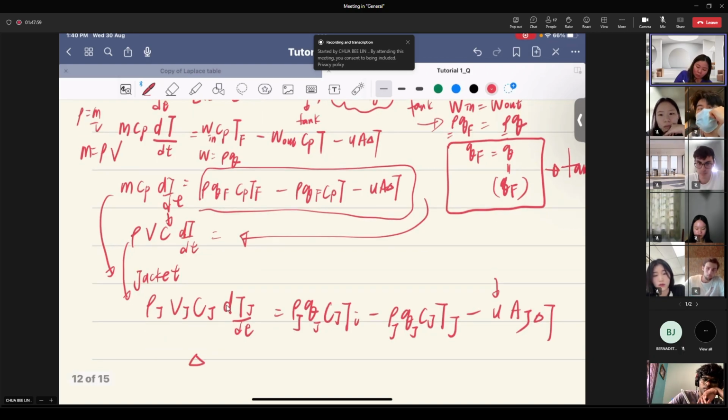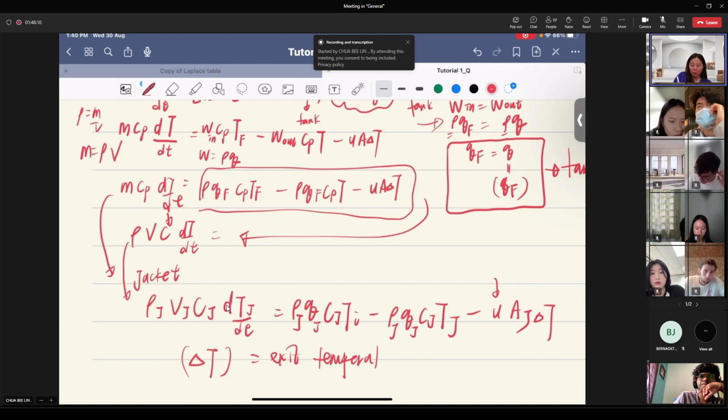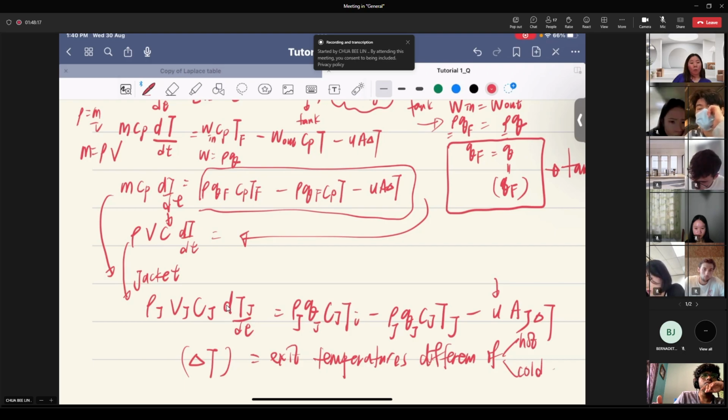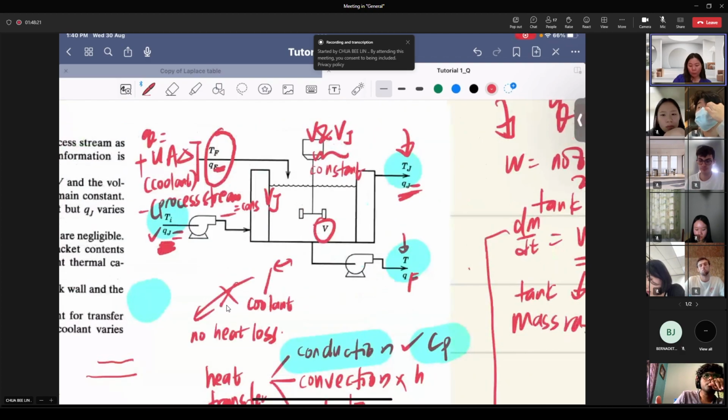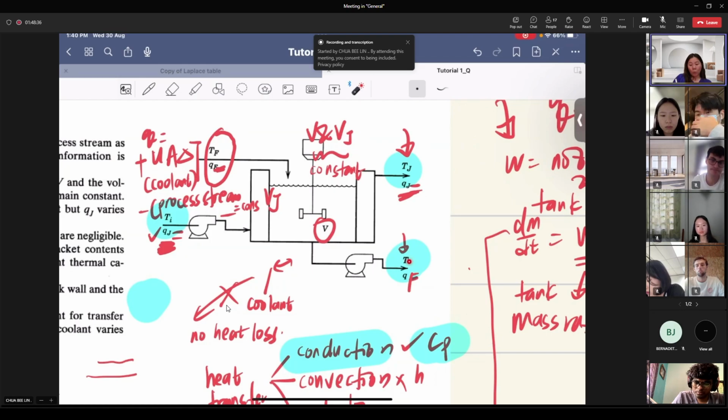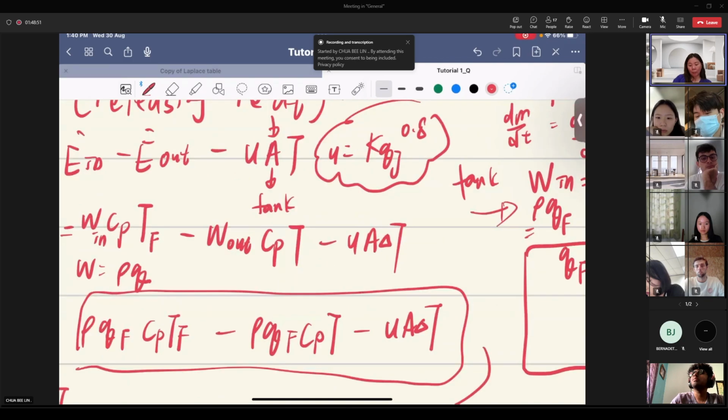Okay, so what is delta T? In your thermodynamics, the temperature difference always follows the exit temperature difference of hot and cold. So from here, the exit temperature of the hot fluid, this one is the tank, so exit temperature is T. This is the jacketed vessel. Exit temperature is Tj. T is always higher than the coolant exit. Follow your thermodynamics. So it's T minus Tj. So your delta T is T minus Tj. Then you can substitute the delta T answer here.